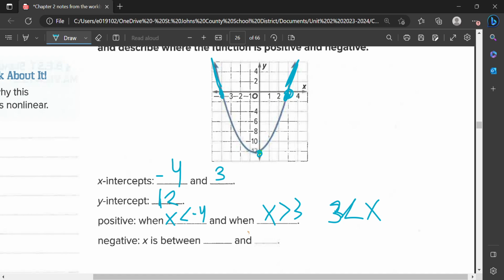As long as it's eating x on the right side, and on the left side, it's got to be eating the negative 4. It's between negative 4 and 3. So the inequality you'd write would be negative 4 < x < 3. So that would be for this one.